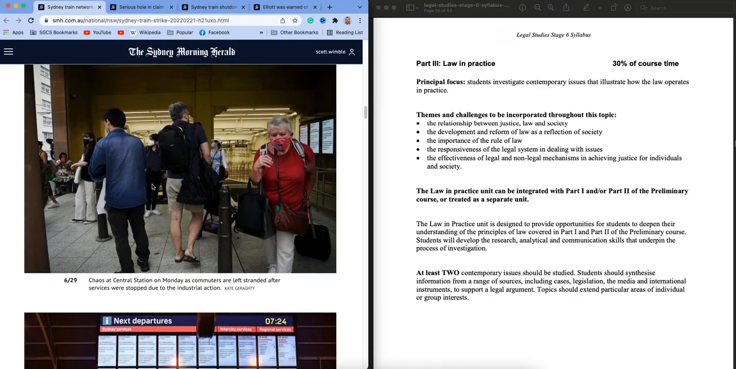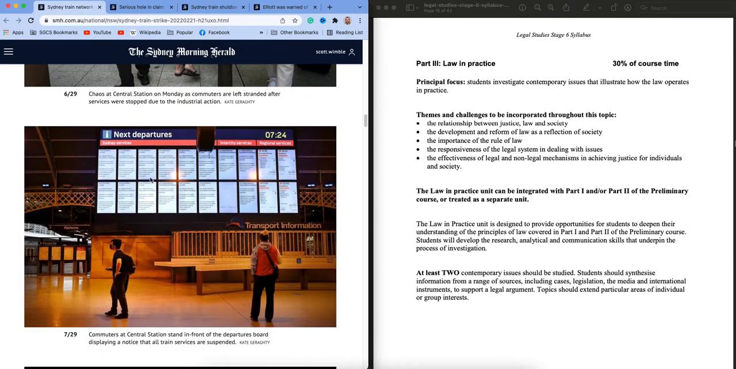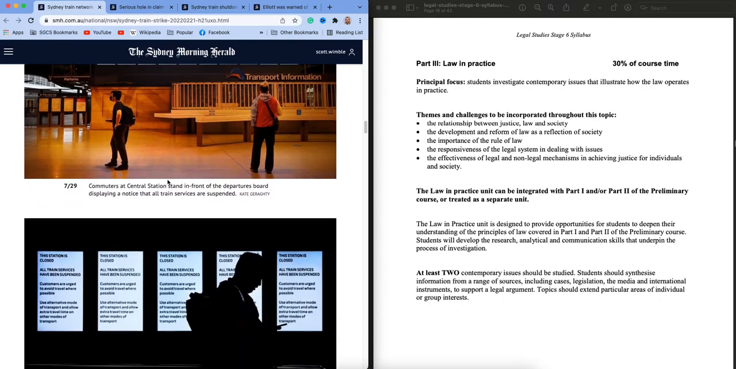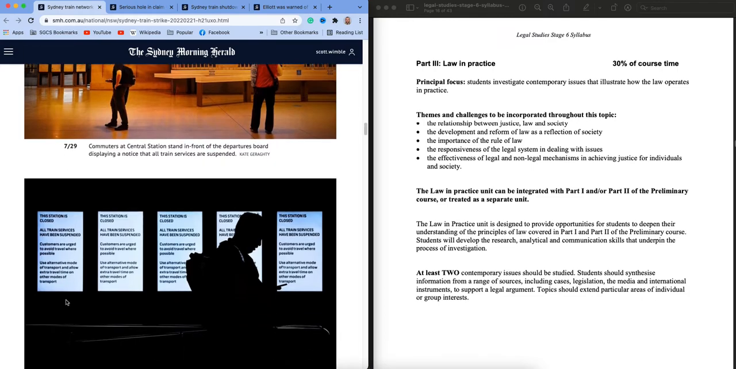And looking at these first couple of photos, we see all of this. The station is closed, all train services have been suspended, customers urged to avoid travel where possible, use alternative modes of transport, and allow extra travel time on other modes of transport. Now, something like this has happened before, so why was so much chaos caused this time? The answer is people didn't know it was going to happen.